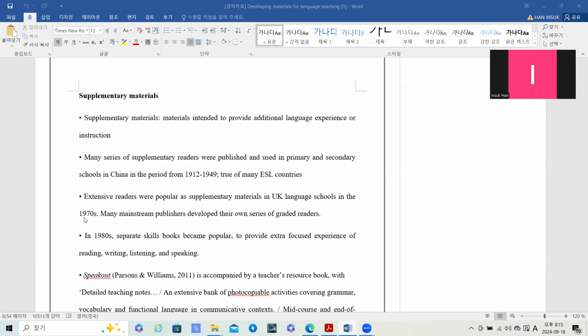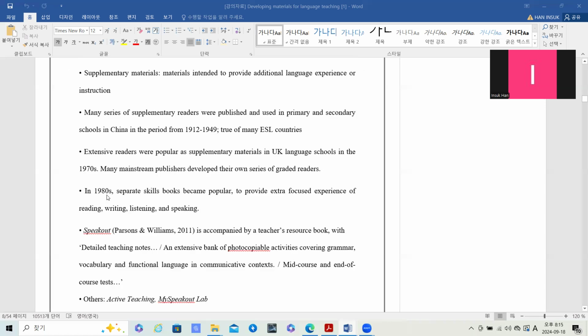As you know, in the 1970s, the communicative language teaching approach was also very popular, and it just began to start in the UK and the surrounding countries. At the time, the course books or the readers produced their supplementary materials as well. Many mainstream publishers developed their own series with graded readers. And then in the 1980s, the separate skills books became popular.